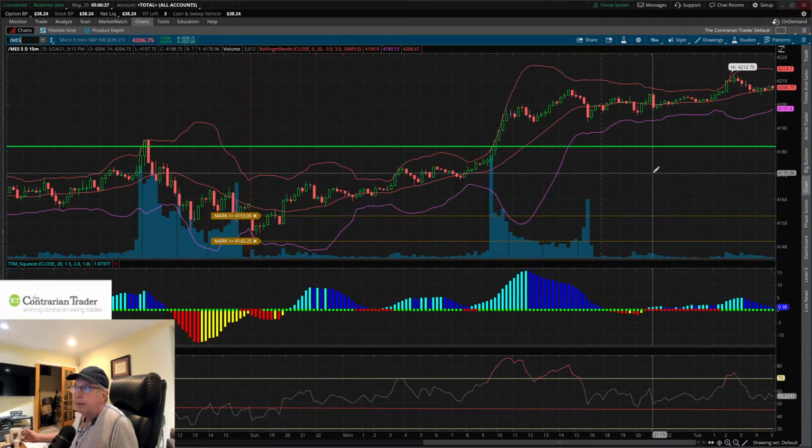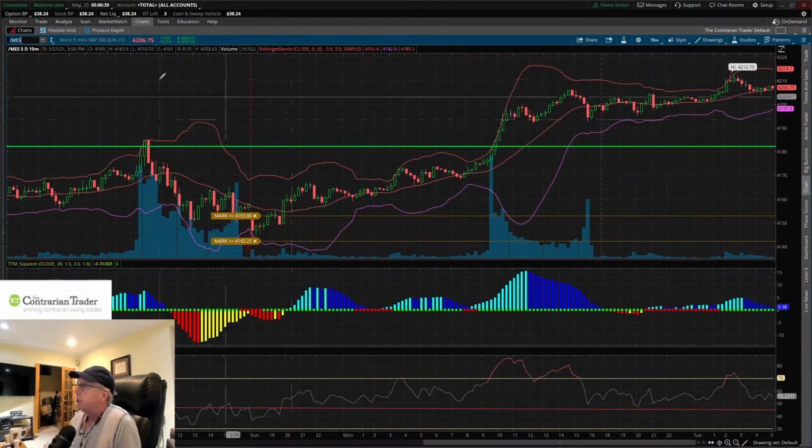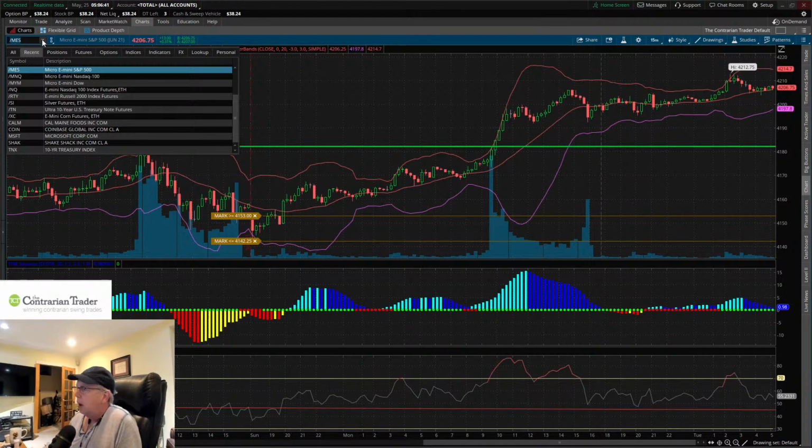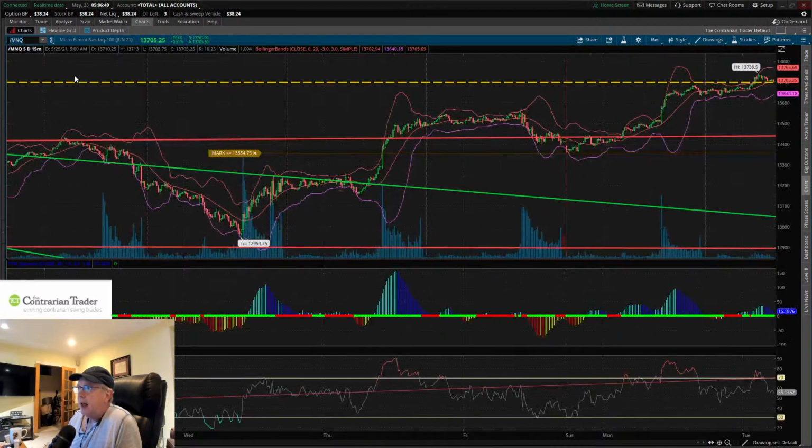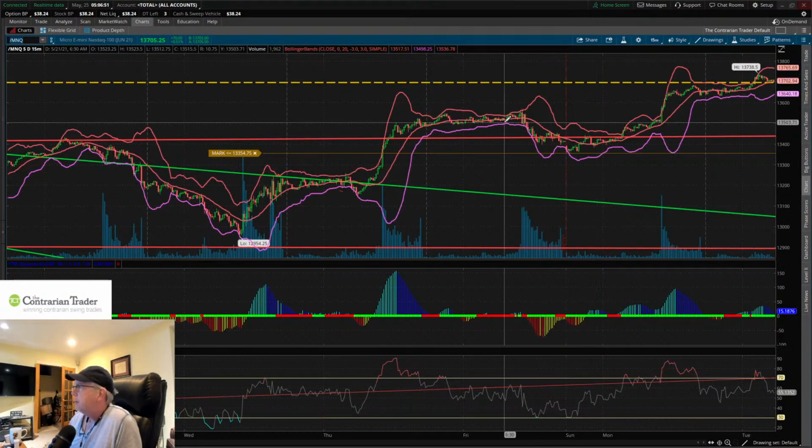The S&Ps are up just shy of a third of a percentage point. Again, they were higher, up as high as 42.1275 on the E-minis. The NASDAQ 100 is up a half percentage point.